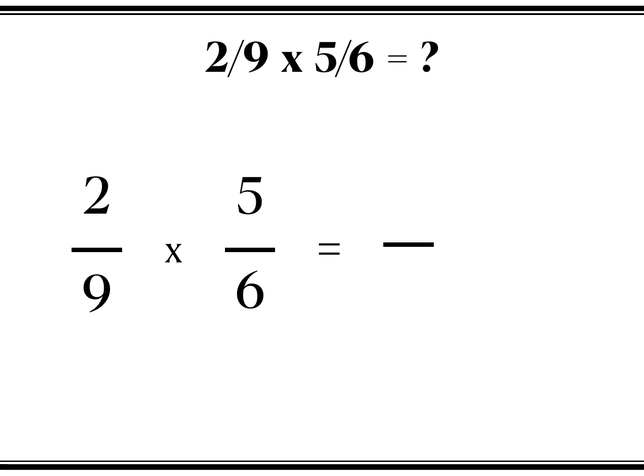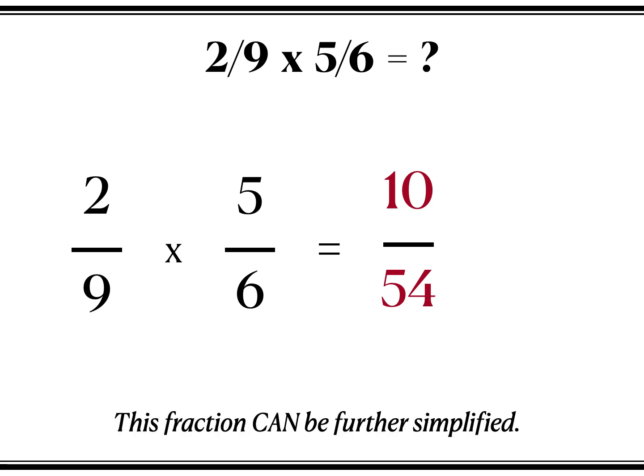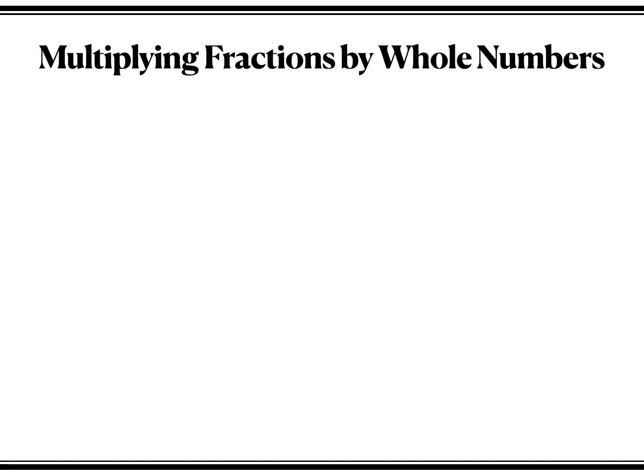Let's do another one. 2/9 times 5/6. So all we got to do is 2 times 5 gives us 10. 9 times 6 gives us 54. 10 over 54. And this fraction can be further simplified. So let's start by just dividing it by 2 and see what happens. 5 over 27. Okay, that's simplified. All right, so that's how we multiply a fraction by a fraction.